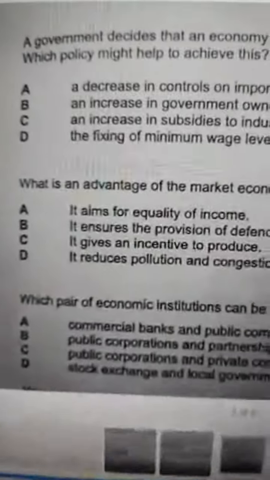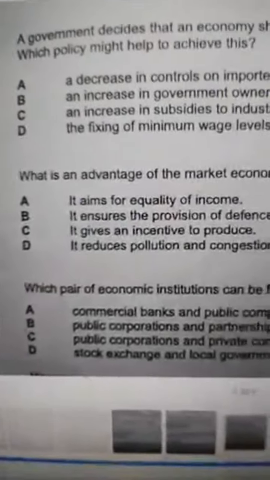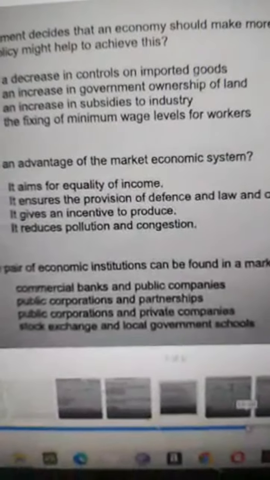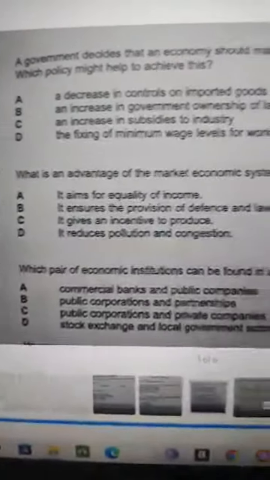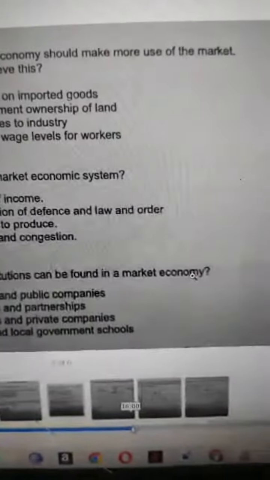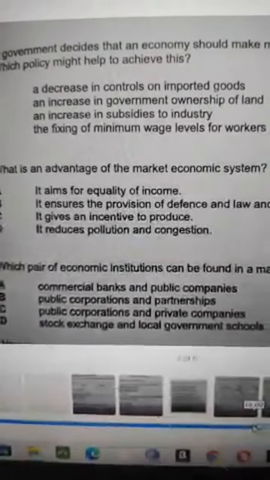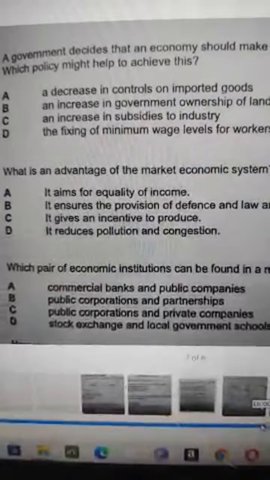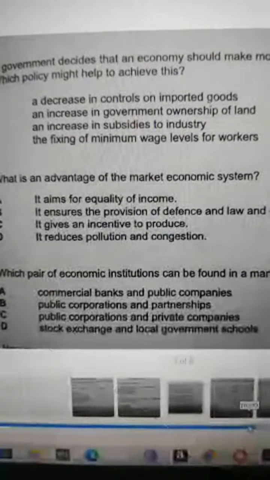Both of them, public companies are also known as the public limited companies. So that is something which is in the private sector. So this can be the answer. Look at option B. Public corporations and partnerships. Public corporations are owned by the government. So they will never be found in the market economy.